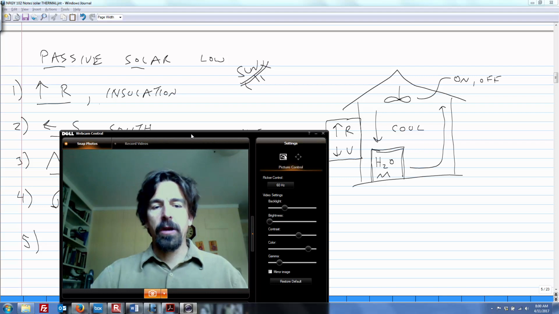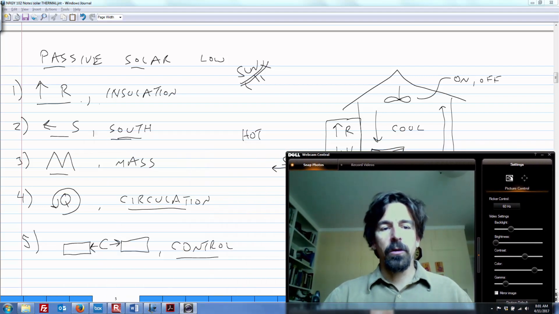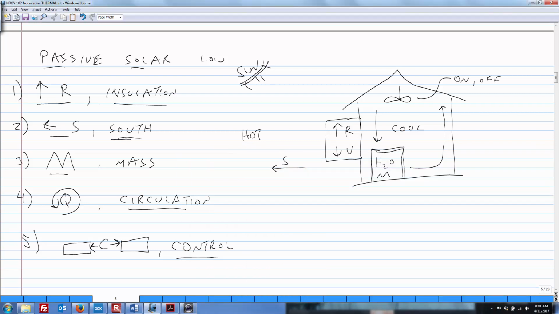So in order to have good passive solar, you need good insulation, so high R value. You want to work with nature, so you're going to know which direction is south and how to manage sun coming in. You want to have a high mass, because this will make the temperature fluctuations small. This is with a large mass. If you had a smaller mass, the fluctuations would be much greater in temperature. This is your delta T. Your circulation, you need to keep the heat moving. And you need to tell the heat when to go where you want it to go. So good control. Okay, so those are the five criteria for having a good passive solar house.